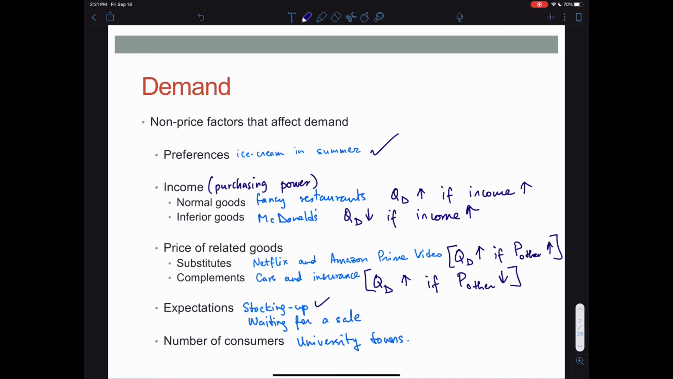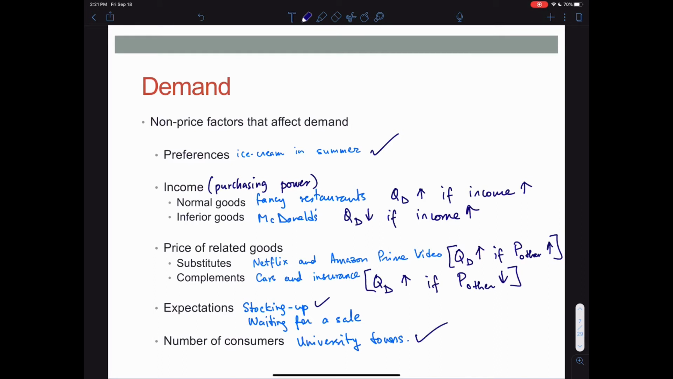We could also sometimes delay purchasing something because we expect prices to fall in the future. So for example, sometimes we wait for things to go on a sale. What we are doing here is we are saying, I expect that prices will fall. So our expectation of future prices will affect the quantity demanded at present.